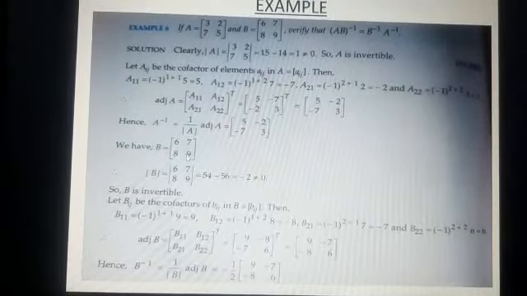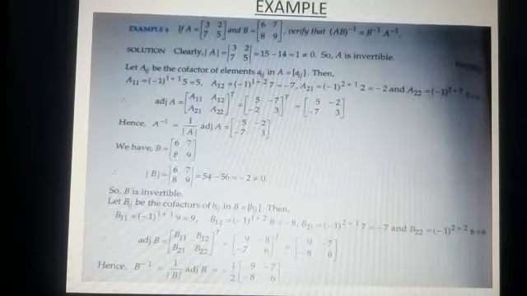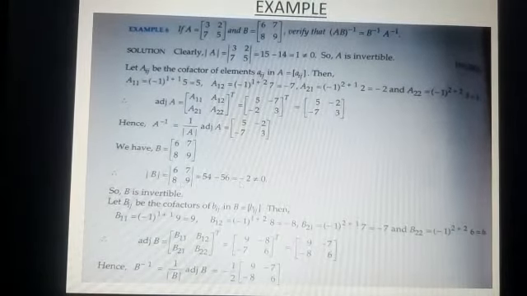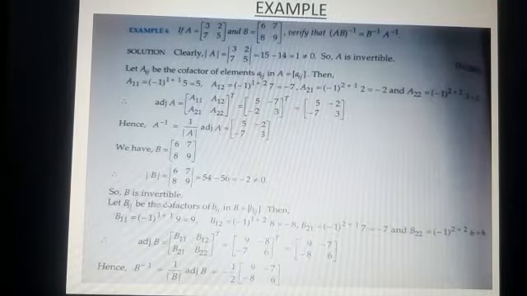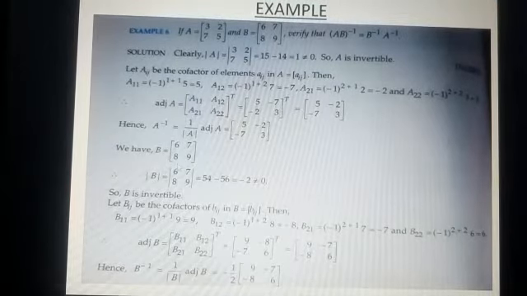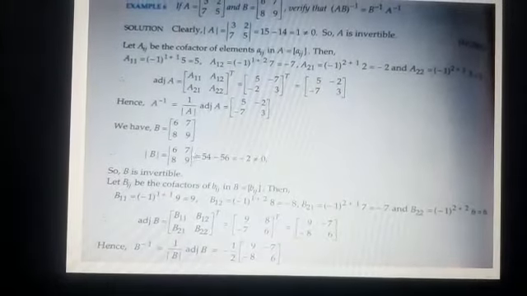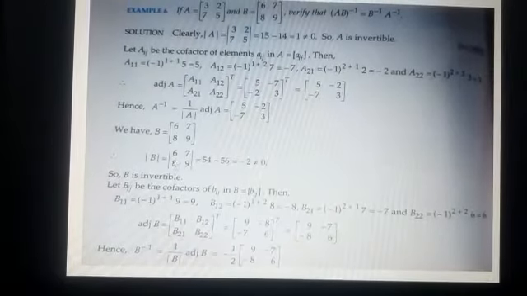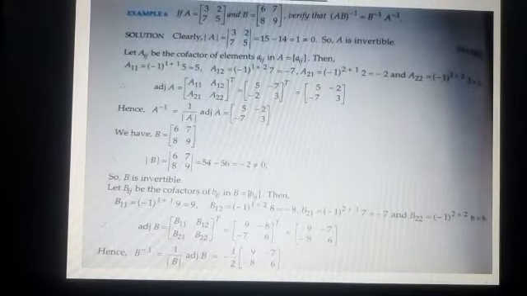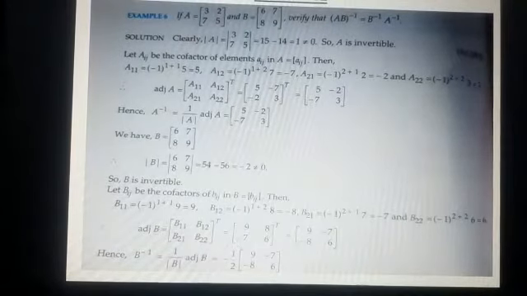Similarly, for the matrix B, determinant of B is 54 minus 56, which is minus 2, not equal to 0, so B is invertible. Then we'll find the cofactors. The cofactor of 6 is 9. Then the cofactor of 7 is minus 8. Cofactor of 8 is minus 7, and cofactor of 9 is 6. So these are the cofactors: 9, minus 8, minus 7, 6.